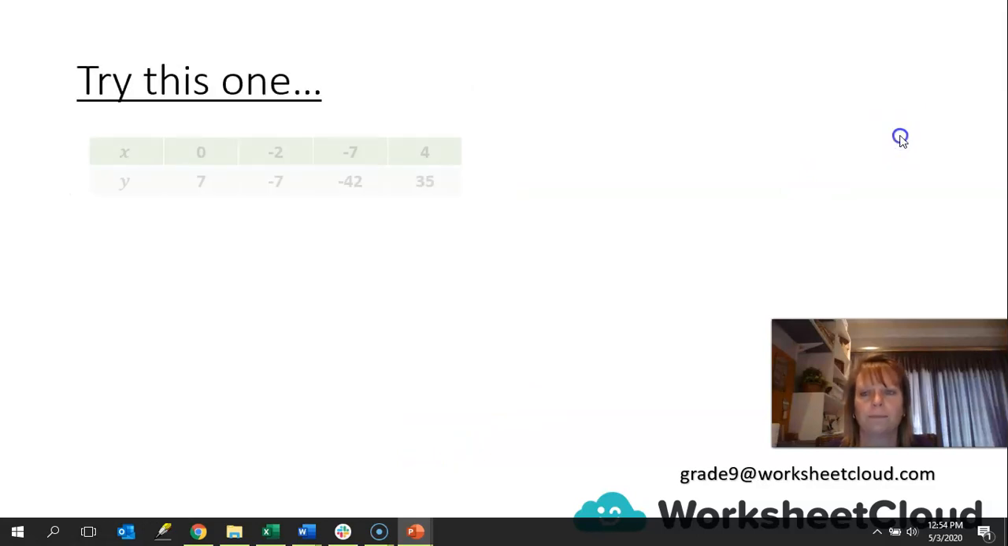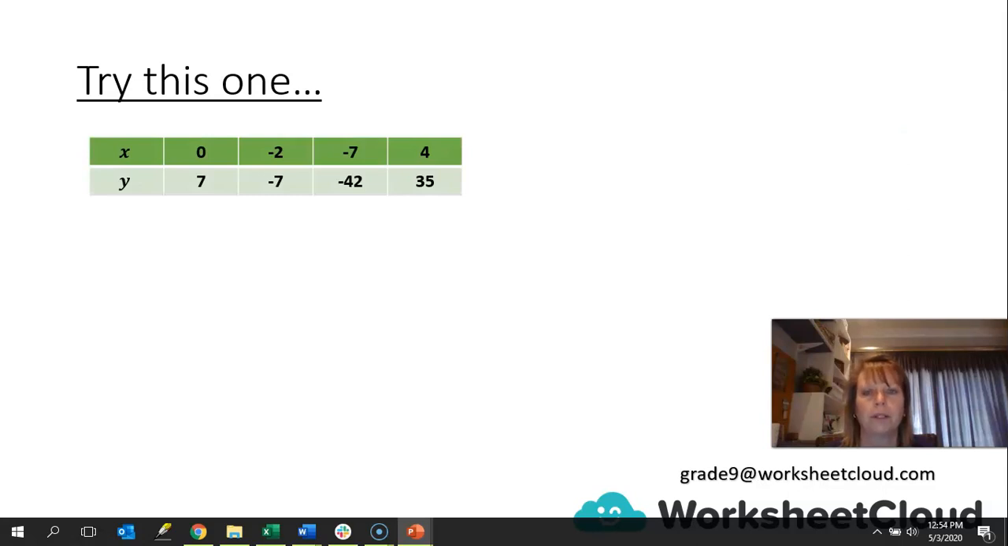Let's try this one. Okay, here we've got it again. Can you see our numbers are not in sequence? Right, we're going to work out the formula using y is equal to mx plus b. Okay, again, can you see that to go from 7 to -7, we are minusing 14. To go from -7 to -42, we are minusing 35. You're going to go, oh, that doesn't work. -42 to 35, we get 77.